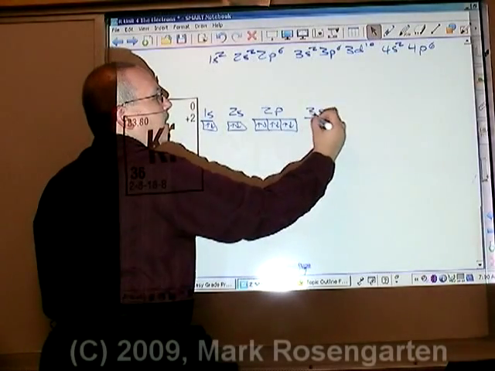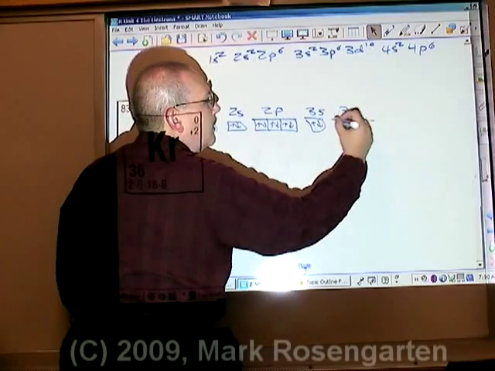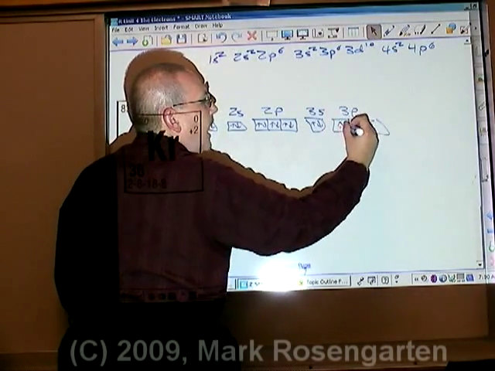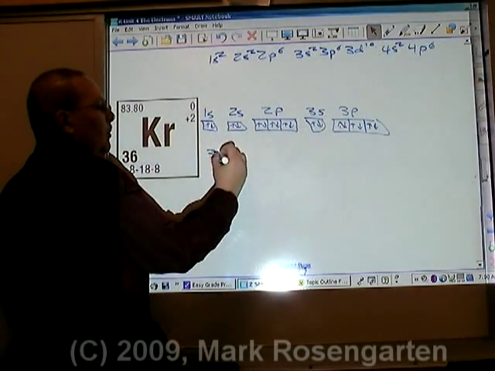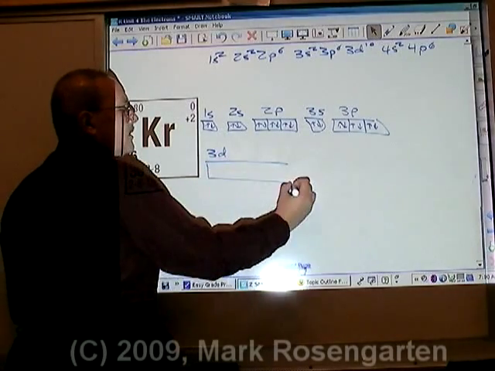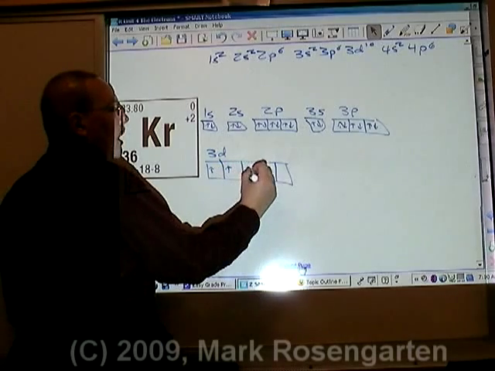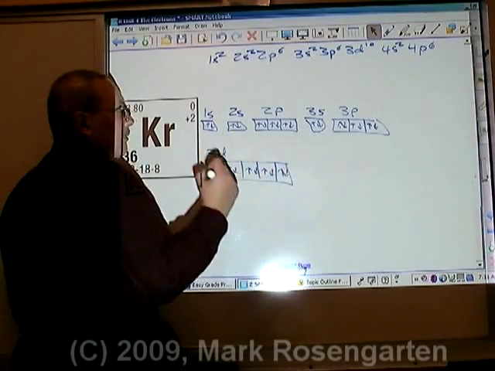3s. Up, down. 3p. Up, up, up, down, down, down. Now let's do 3D down over here. 3D. Now D is 5 boxes to fit the 10 electrons at 2 per box. Up, up, up, up, up. Down, down, down, down, down.